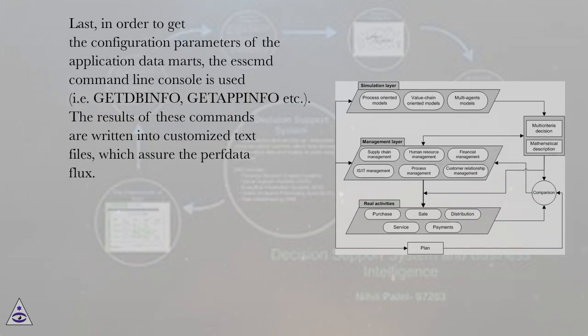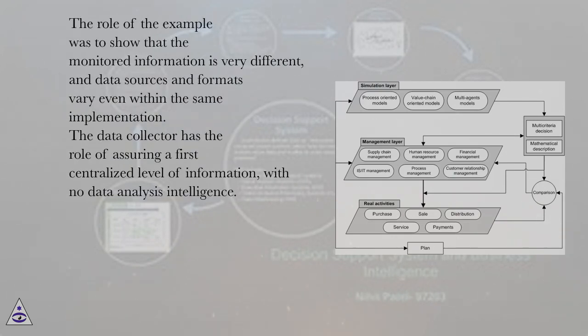Last, in order to get the configuration parameters of the application data marts, the esscmd command line console is used, i.e. getdbinfo, getupinfo etc. The results of these commands are written into customized text files, which assure the param data flux. The role of the example was to show that the monitored information is very different, and data sources and formats vary even within the same implementation.